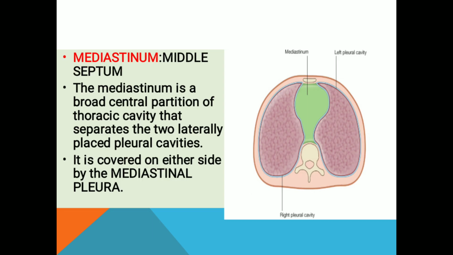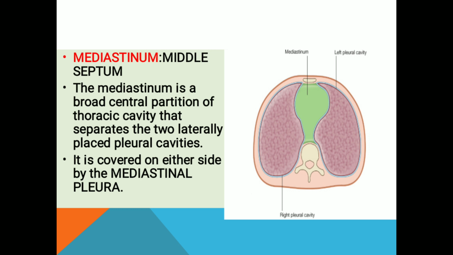Now, what do we mean by the mediastinum? Mediastinum means a middle septum. You can see this part; this is called the mediastinum. The mediastinum is a broad central partition of the thoracic cavity that separates the two laterally placed pleural cavities.